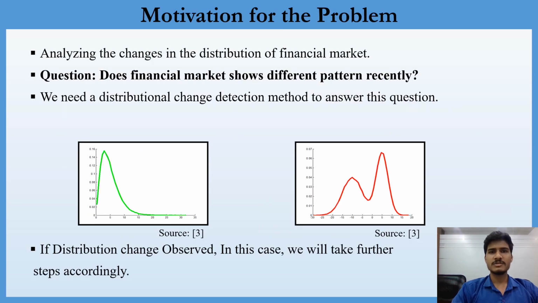Now I will discuss the motivation for the problem. We take the example of the stock market. Suppose we have the previous 20 years of data of the stock market, so it has some distribution, and the red color distribution is the newly observed data. So we are trying to find the answer whether the new distribution has significantly changed or not from the previous distribution. If a distribution change is observed, in this case we will take a further step, because this change can be due to financial fraud or some other cases maybe.